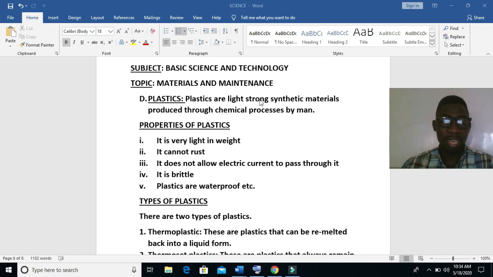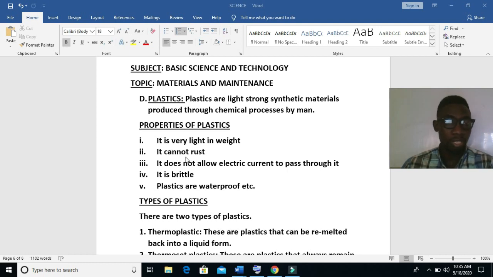Plastics are light, strong, synthetic materials produced through chemical processes by man. I go over that again. Plastics are light, strong, synthetic materials produced through chemical processes by man. That's just an introduction of what plastic is all about. So we'll quickly look at the features, the properties of plastic, like we did for the materials considered last week.